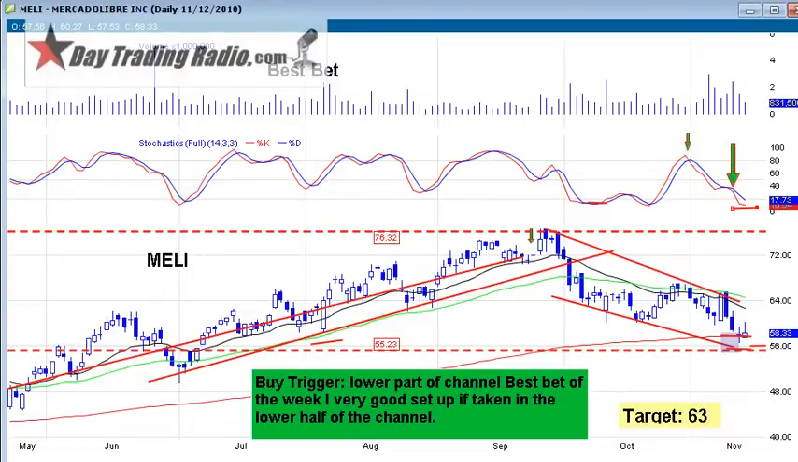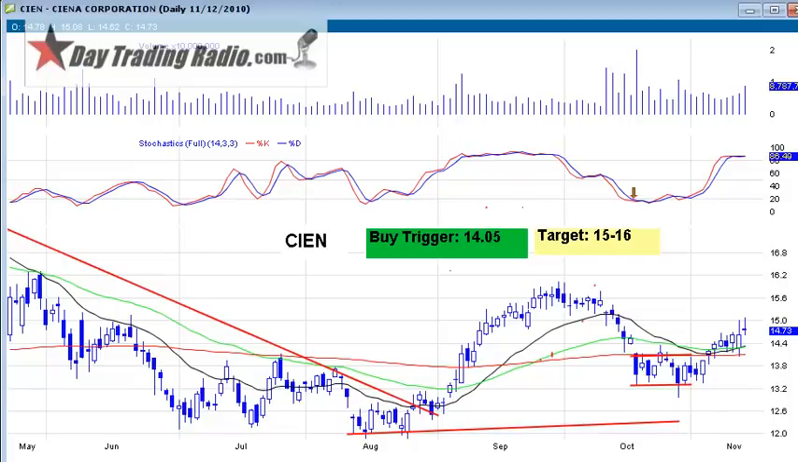CIEN. Good stock off of last week's watch list. We had a buy trigger at 14.05. Just out of this consolidation, we moved right up to $15, which was a target. Took half of it off. Still looks okay. I just wanted to review that.